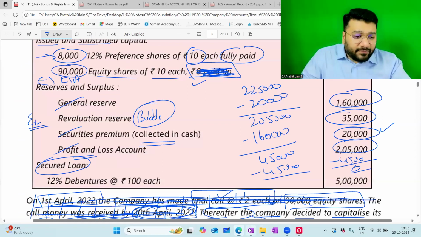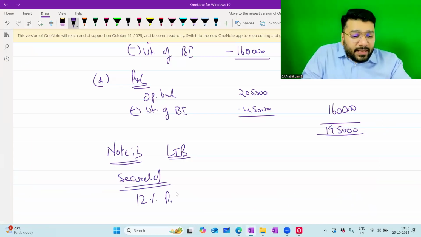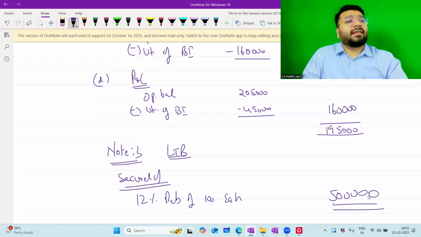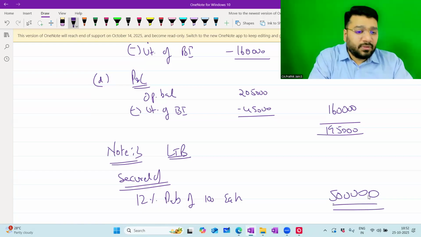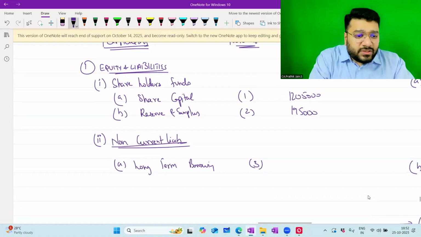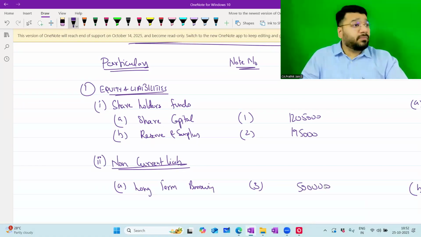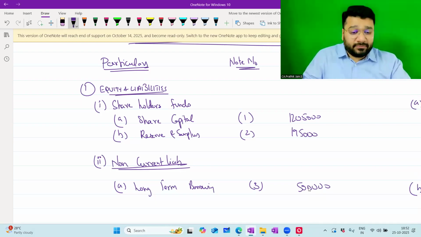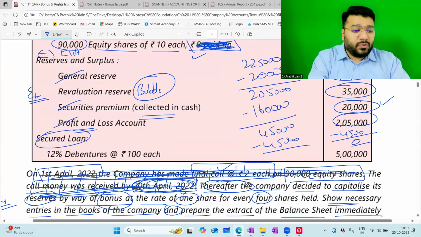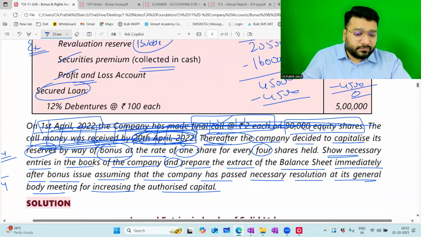Under secured, we have 12% debenture of 100 each. How much? 5 lakh. Nothing else. If any other item is there, that also you add. So in the face of the balance sheet, how much? 5 lakh. That's all. Don't do total income. This is not the full balance sheet. This is just an extract. Now tell me people, any problem?